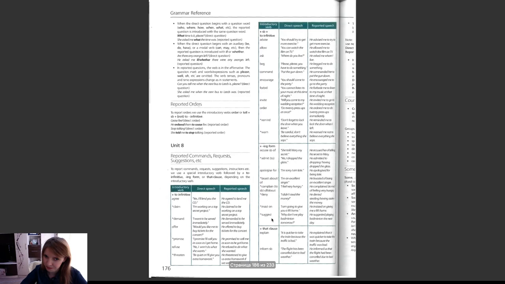Sorry. Again, we pay attention to the last sentences in this group of verbs. Why don't we play badminton tomorrow? This is a kind of suggestion. He suggested playing badminton the next day. So we use the verb to suggest and we use gerund after it. Suggested playing. We change tomorrow into the next day.